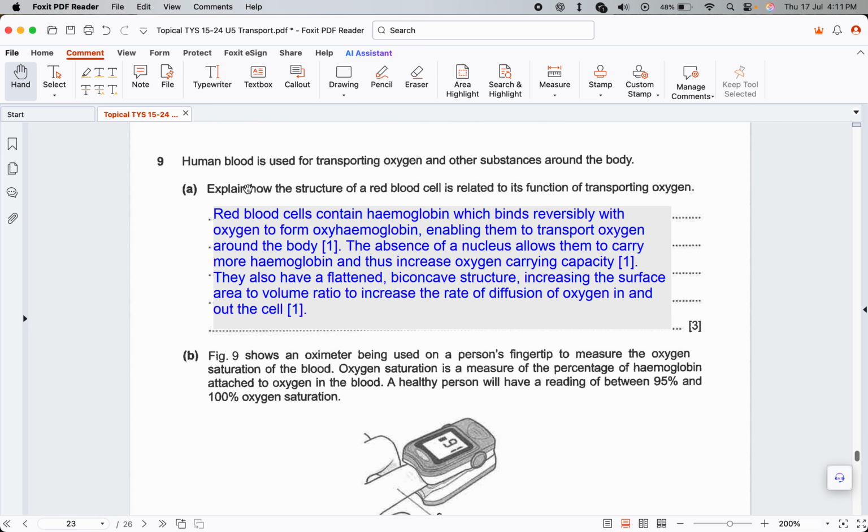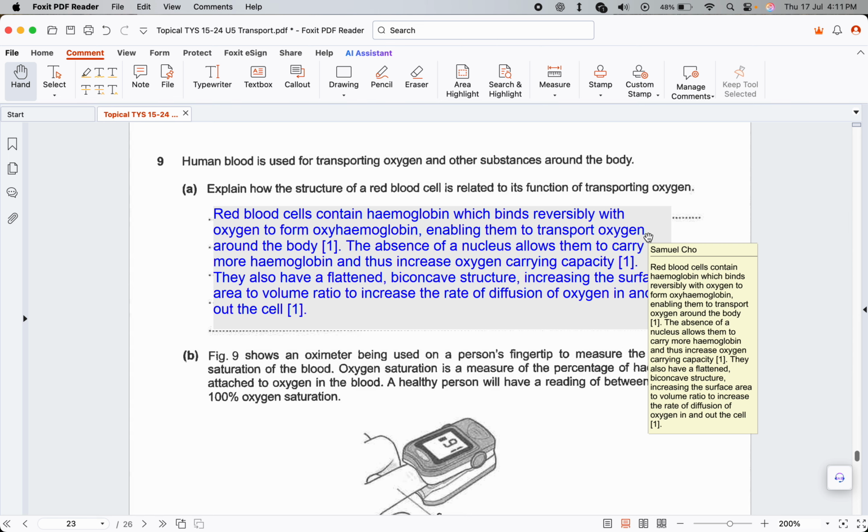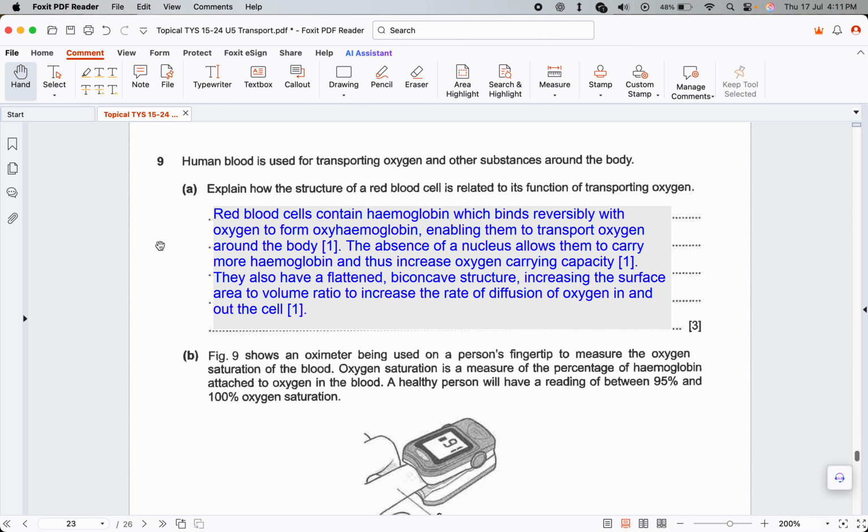Okay, so explain how the structure of the red blood cell is related to the function of transporting oxygen. Red blood cells contain hemoglobin, which binds reversibly to oxygen to form oxyhemoglobin, enabling them to transport oxygen. Okay, just a quick point here. Some people wrote red blood cells transport oxygen. Not correct. That one is primary school level. Red blood cells themselves carry the hemoglobin, which then transports the oxygen. So don't just simply write red blood cells transport oxygen.